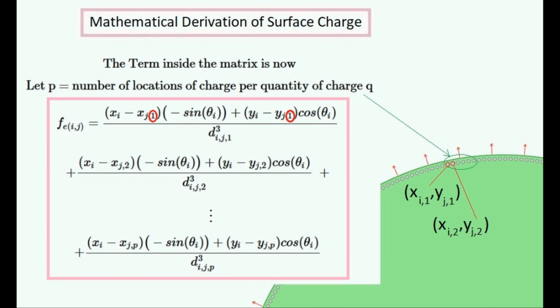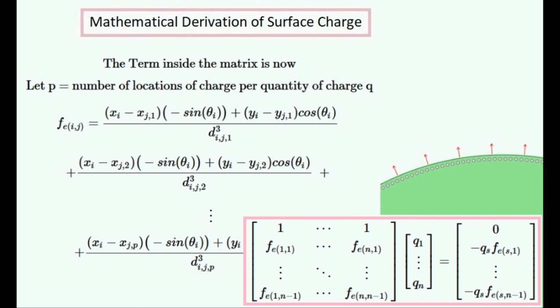The second indices on x and y are a reference to which of these locations that this equation is referring to for a particular charge of Q. And this is a look at the matrix again, so as to see where all these values of Fe go. Sorry about the clutter on the screen. It's very difficult to display all of this at once.